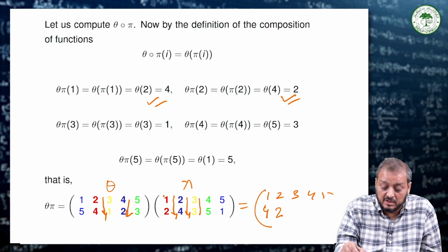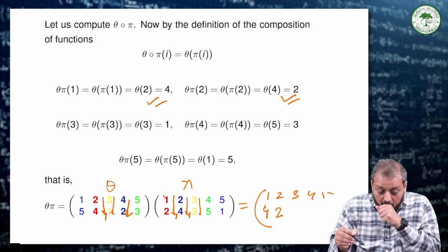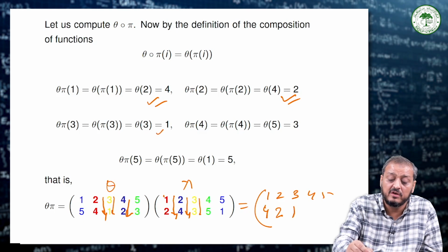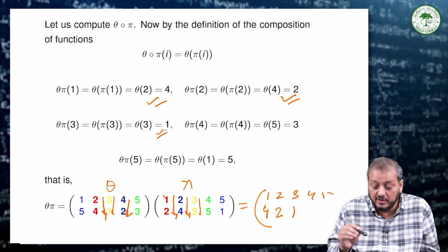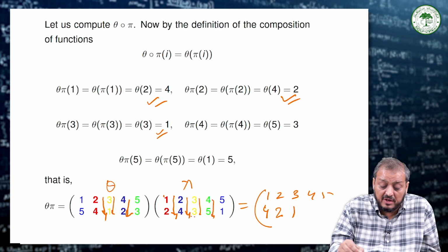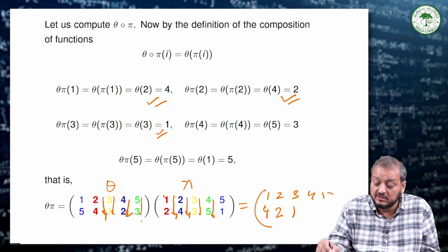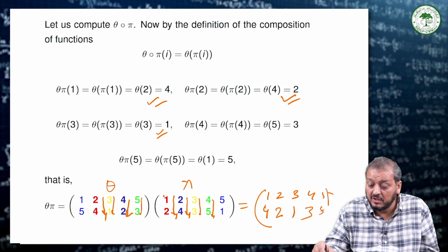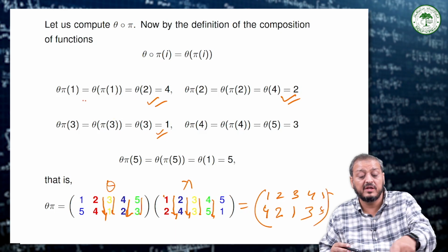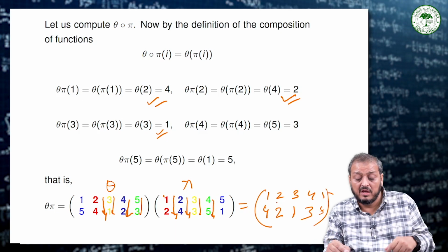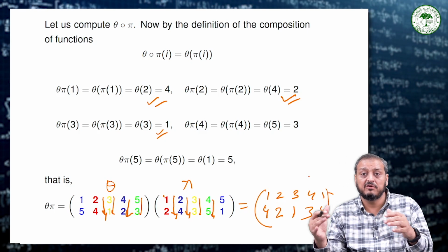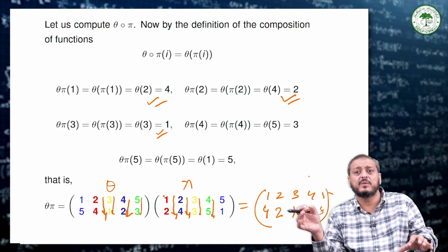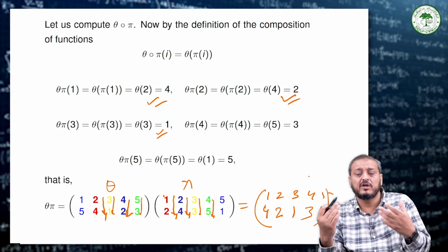Now, 3 goes to 3 and then 3 goes to 1, so this is equal to 1. Then 4 goes to 5 and then 5 goes to 3, so this is equal to 3. Then 5 goes to 1 and 1 goes to 5, so this is equal to 5. The first row we can always write as the elements of the set, and the second row as the elements of the images.